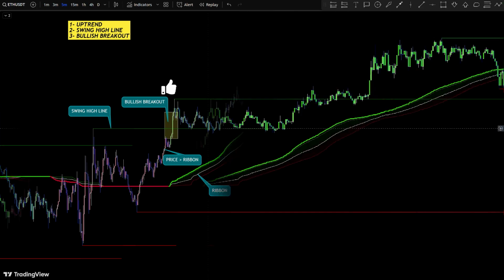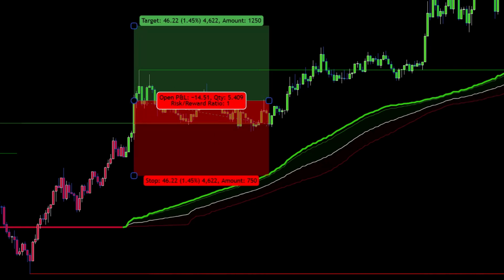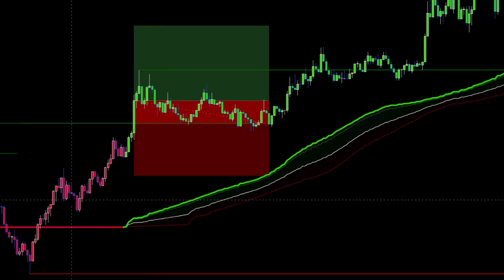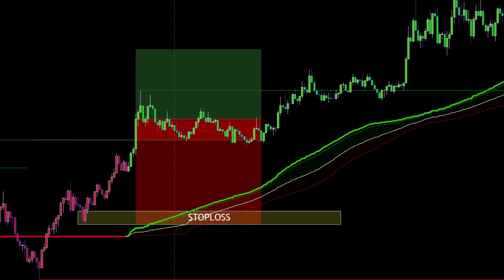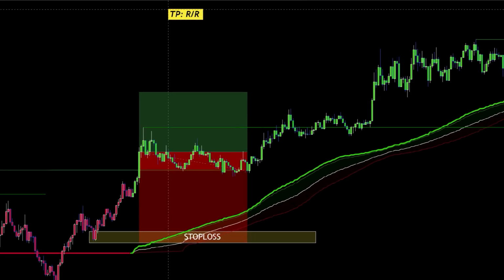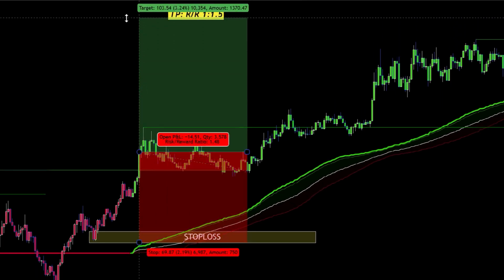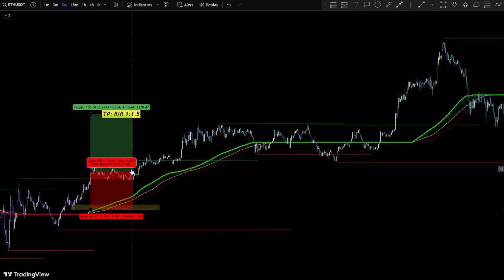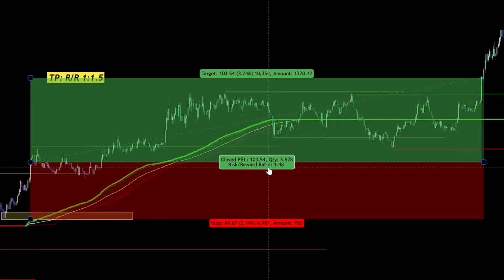Now, every trade needs a stop loss and a target. A stop loss is like an insurance policy. It limits your potential losses if the trade goes south. We place our stop loss just below the recent swing low. And our target, where we want to take our profit, is 1.5 times the risk of the trade. So if your stop loss is say $10 away from our entry price, our target would be $15 above our entry price.